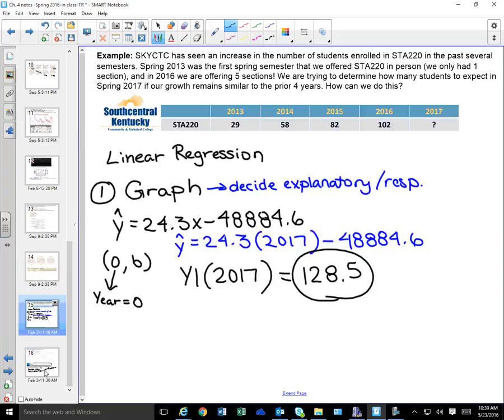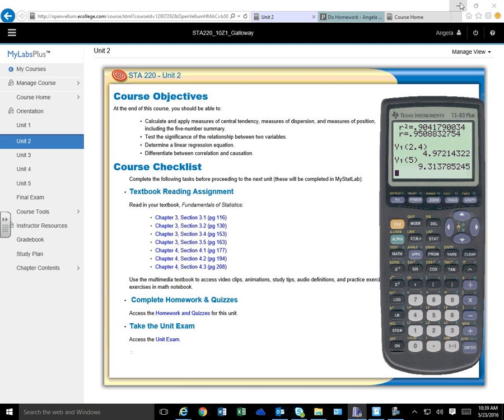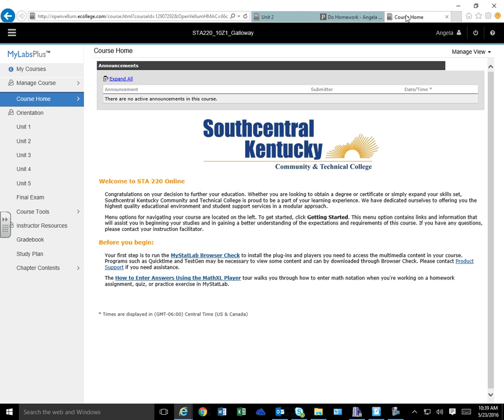And there's where we did a few examples of linear regression here, just plugging these numbers into our calculator and we get that outcome. Okay, now let me show you real quick how to do this on your homework.